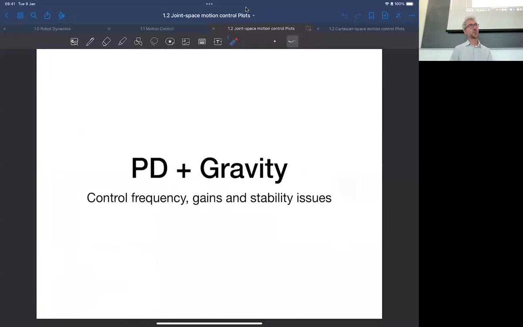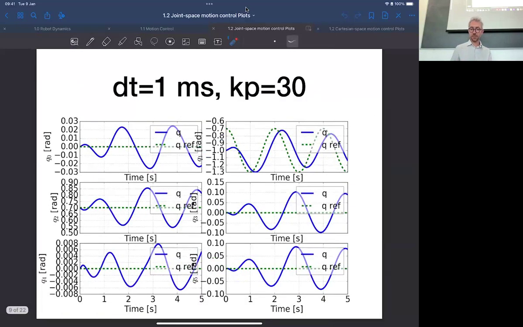Now let's start to play a bit with the parameters of the controller and see what happens. So here we have the PD plus gravity compensation. This is the same plot I've shown you before. And this was generated using a control frequency of a kilohertz, so 1 millisecond as control period, and a proportional gain of 30. And this is the tracking performance that you get, which is not great, but not too terrible.